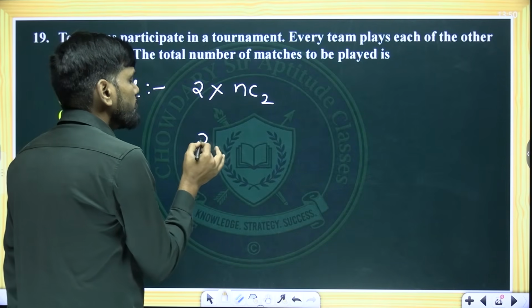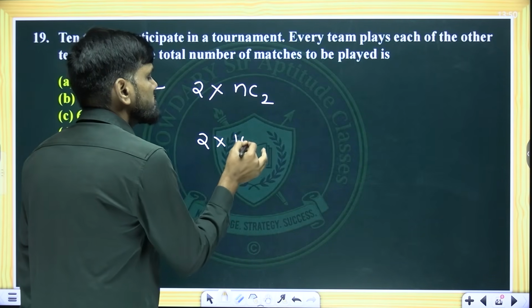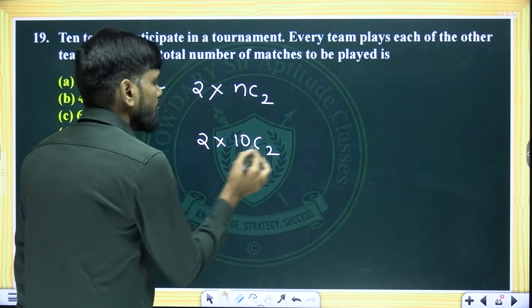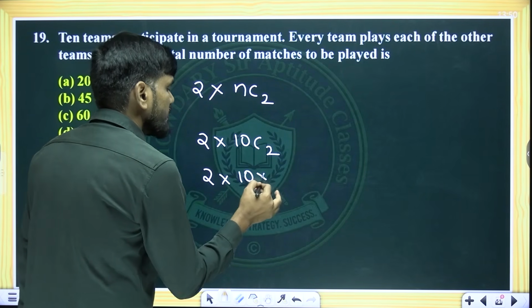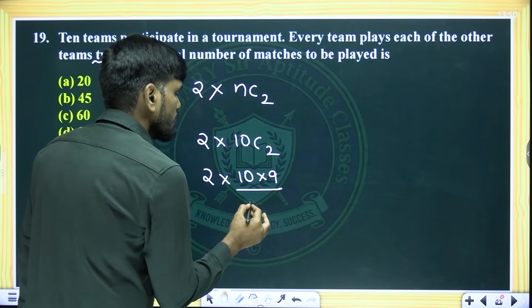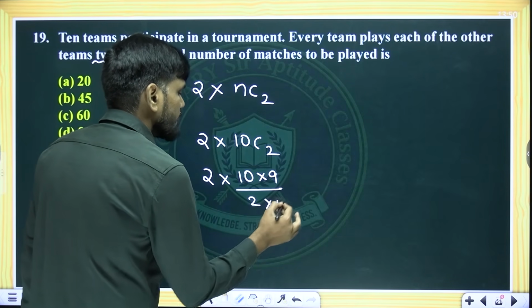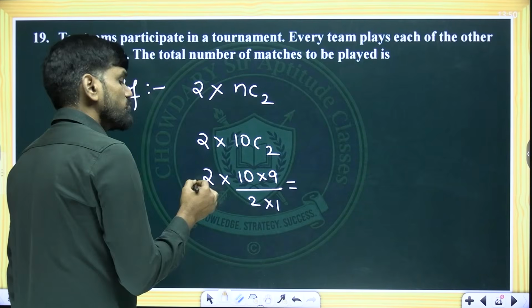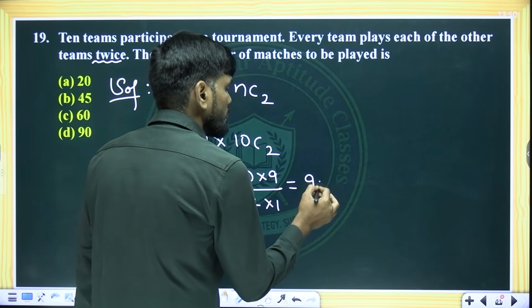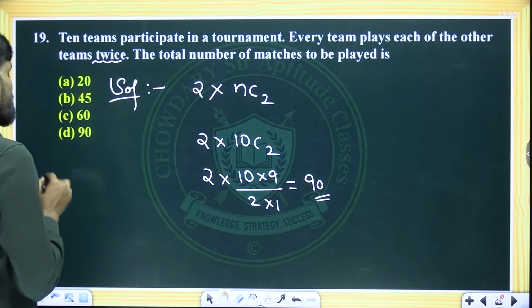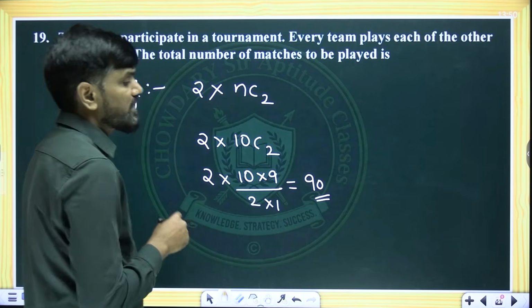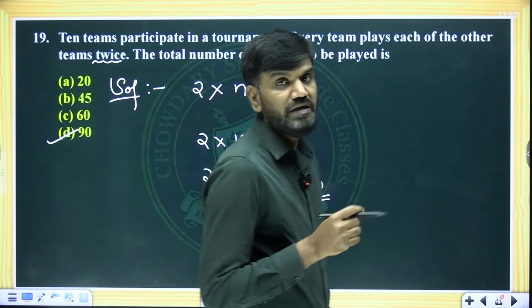Now 2 into 10C2 is 2 into 10 into 9 by 2 into 1. The 2s cancel, so that gives 10 into 9, which is 90. Hence your answer has to be option D.